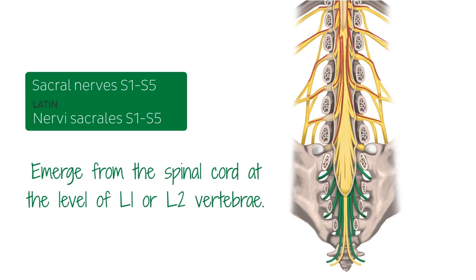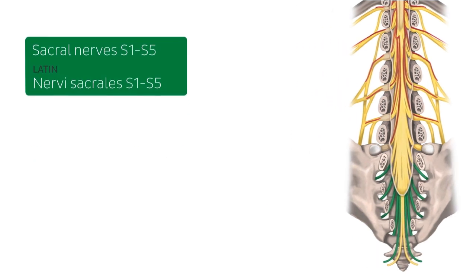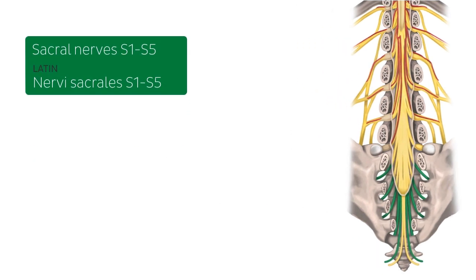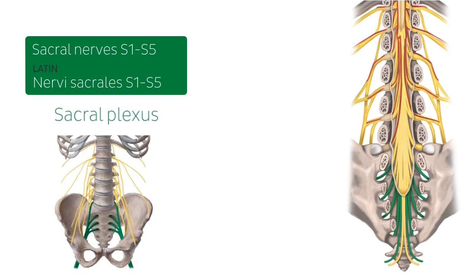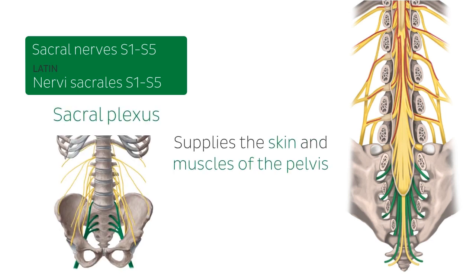The anterior branches of the S1 to 4 spinal nerves join with the lumbosacral trunk that originates from the L4 and L5 spinal nerves, and together they form the sacral plexus. This plexus supplies the skin and muscles of the pelvis and the lower limb. The anterior division of the 5th sacral nerve exits from the hiatus between the sacrum and the coccyx.